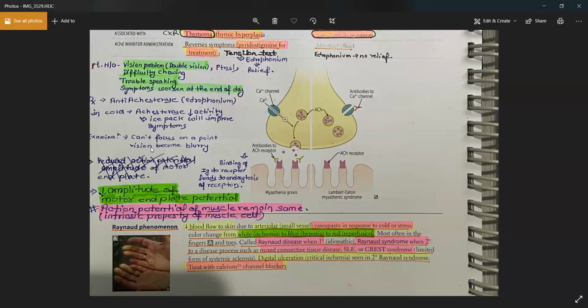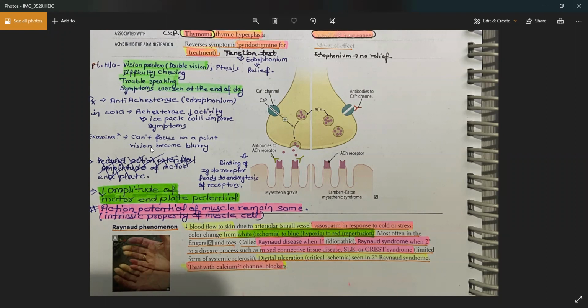So any doubt on this myasthenia gravis? Could you please explain why cholinergic crisis is seen over here? Sorry, I didn't understand. You said something about cholinergic crisis. Could you please explain it once again?